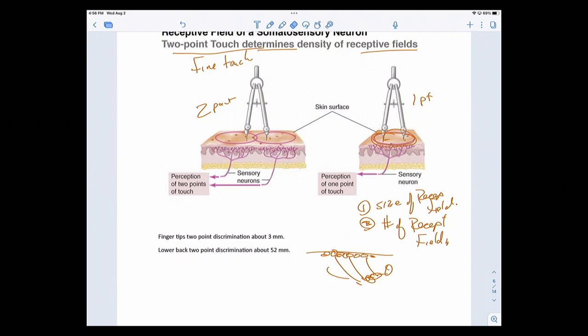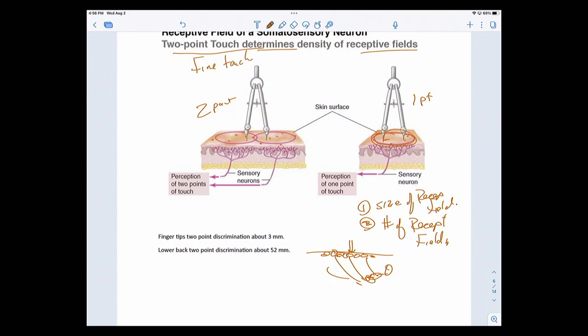Also, what this means is that I can make these points really close together and still determine that I'm being touched by 2 points as opposed to 1 point. So it all has to do with the size of the receptor field. Smaller is better, but you have to have a lot of them. And so if you have a lot of receptor fields and they're very small, then you're going to be really good at 2-point discrimination.